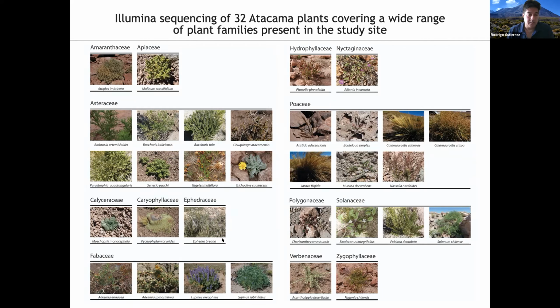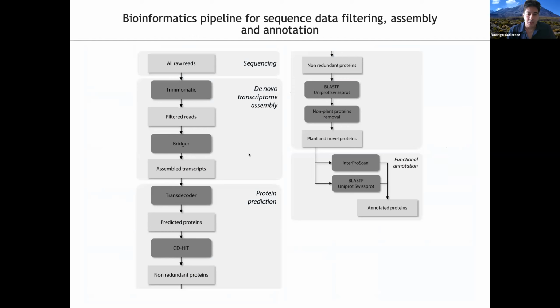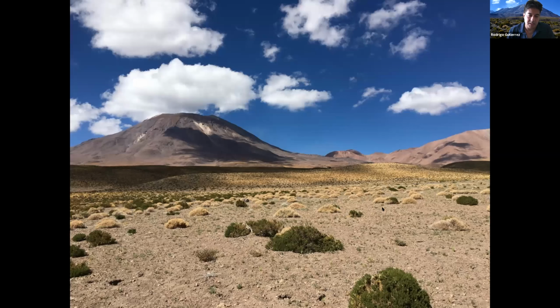Fabaceae as well, but other families are represented: Asteraceae, Amaranthaceae, Apiaceae, etc. So for all of these, we did Illumina sequencing of the transcriptome. I'm not going to go over details of the bioinformatic pipeline, but basically we did de novo transcriptome assembly and protein prediction for functional annotation, in order to try to understand what's unique about these plant species that may explain their ability to survive in the Atacama.